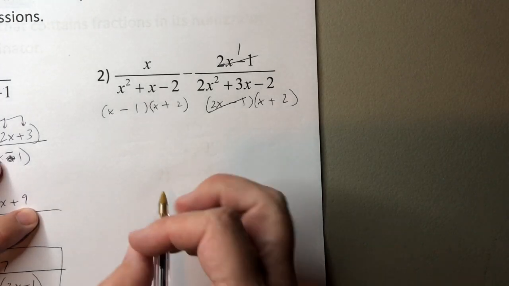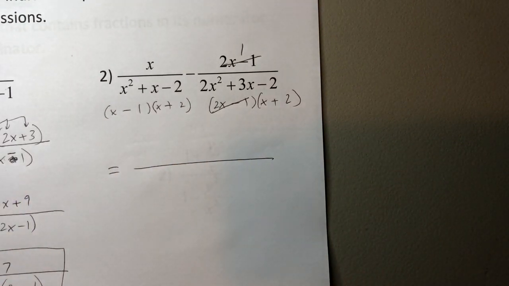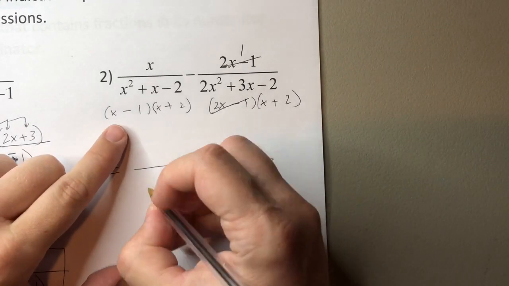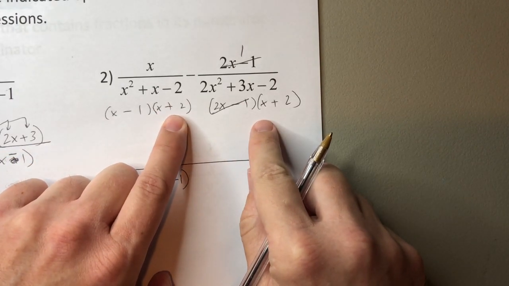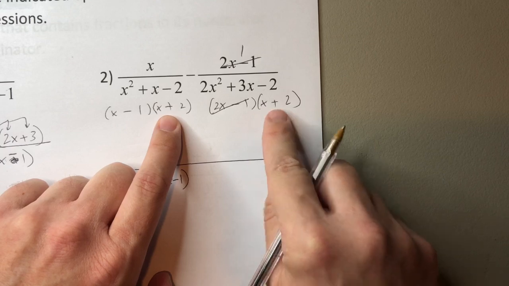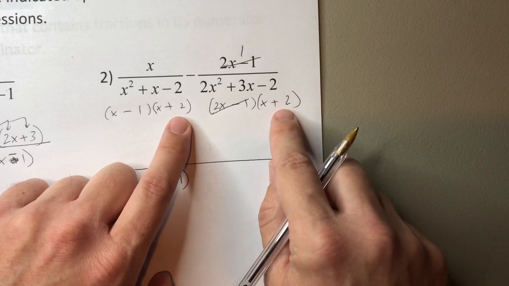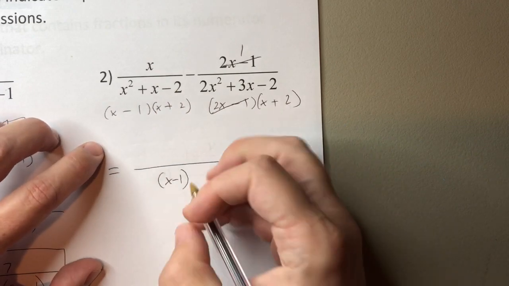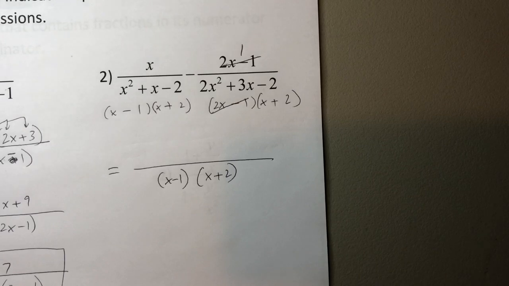Okay, so LCD time. The least common denominator is going to consist of what? All the prime factors of highest power. So we have an x minus 1, and we have an x plus 2 here in the first one, and we also have an x plus 2 in the second one. Well, they are both understood to be raised to the first power, so that is the highest power of this prime factor. So that means that just x plus 2, that quantity, is also a part of our LCD.